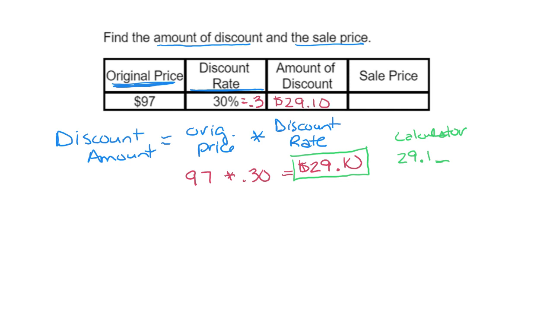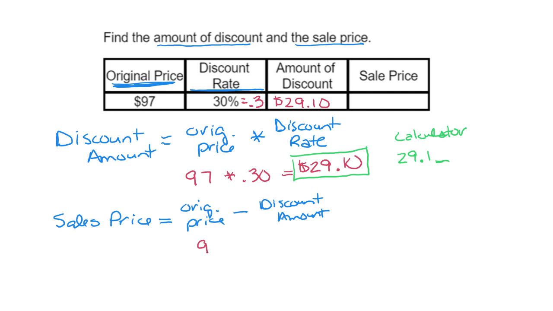Next, we're going to find the sale price. And we do like saving money. At least I hope we do. So this is the sale price, and if you want to find the sale price, we need to take the original price. Again, I'll abbreviate for original. And we want to subtract that discount amount. So who doesn't like a good sale? So we're going to take the original price, which is $97, and we will subtract the discount amount, which is $29.10. And this is going to give you $67.90.